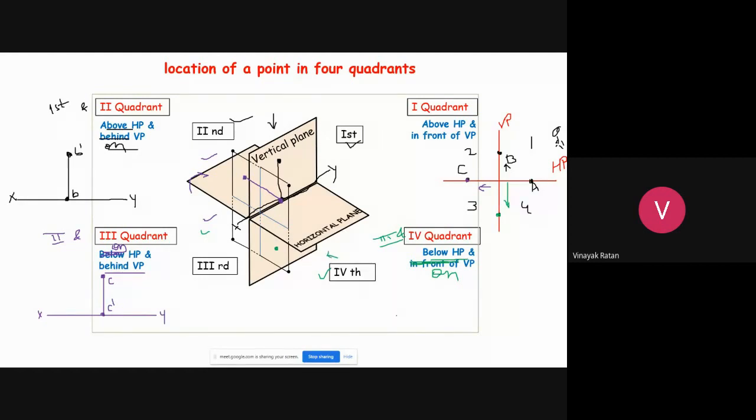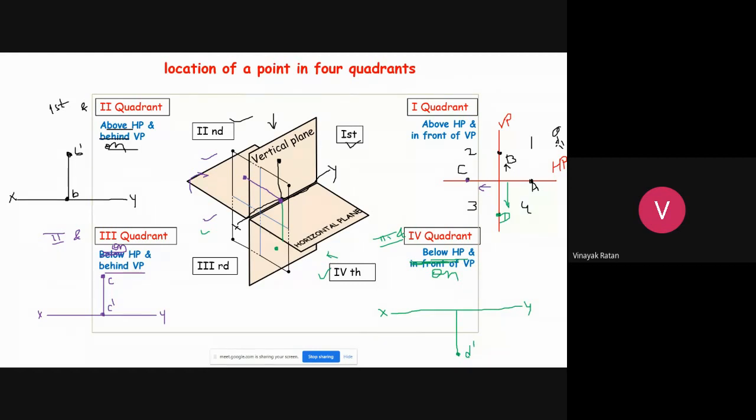So where is the front view? First, let me draw the reference line X and Y. Where is the front view? Is it below the XY line? So the front view is below the XY line. Let me denote it by D dash.